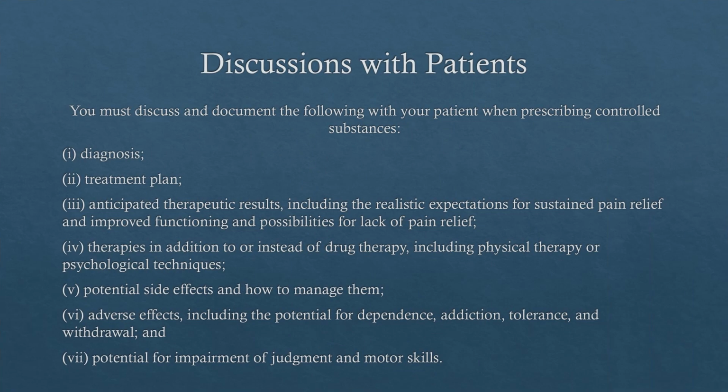So discussions and documentation when you're prescribing these are important, and the discussions that you need to have with your patient include the diagnosis, the treatment plan, the anticipated results, the therapies that might be available instead of the drug, and that might include physical or psychological techniques, the potential for side effects and how to manage them, adverse effects, including the profile of the drug for dependence, addiction, tolerance, and withdrawal, and the potential for impairment of judgment and motor skills. So again, all of those things have to be discussed and documented when prescribing controlled substances.